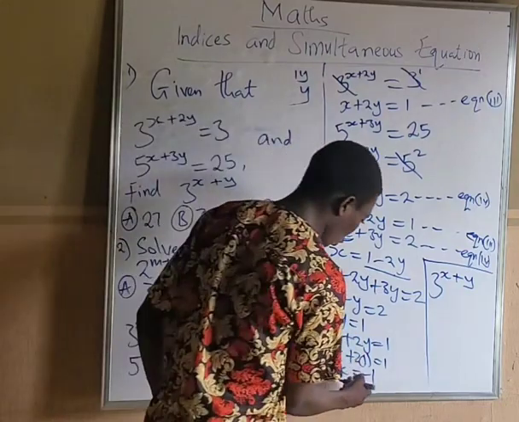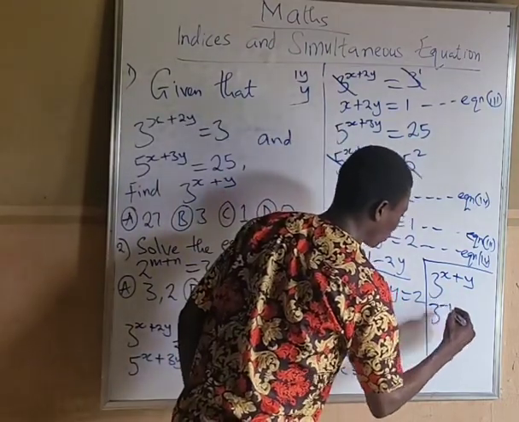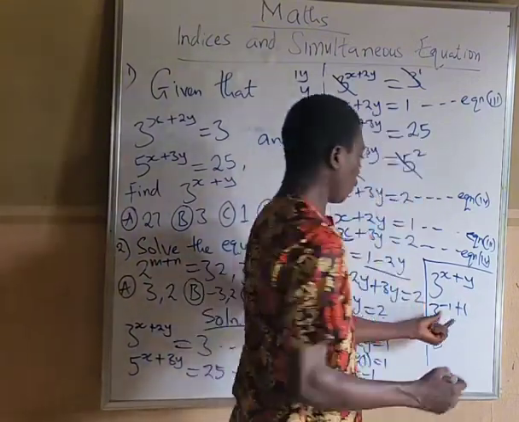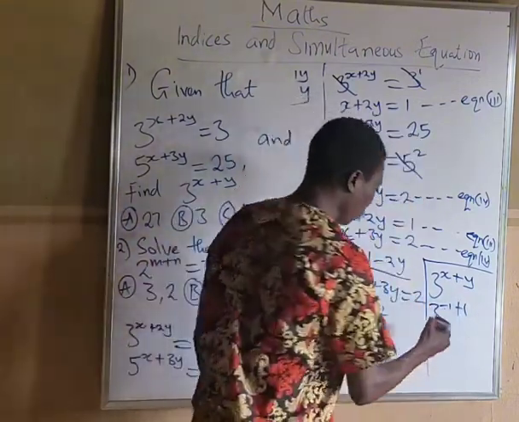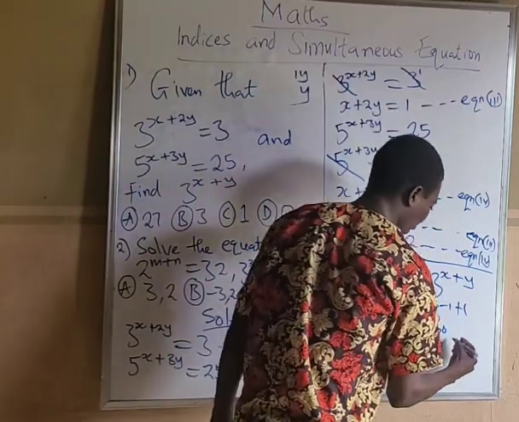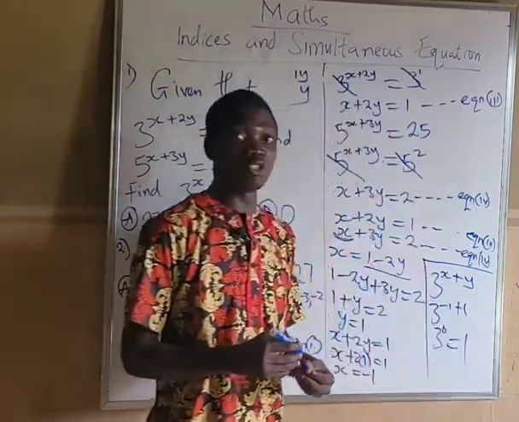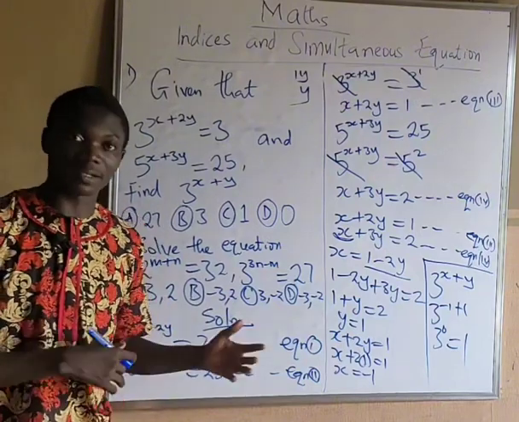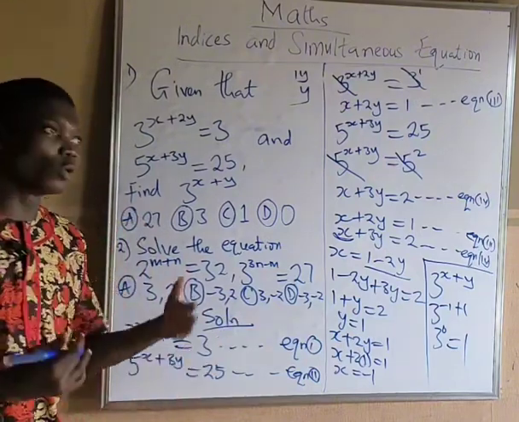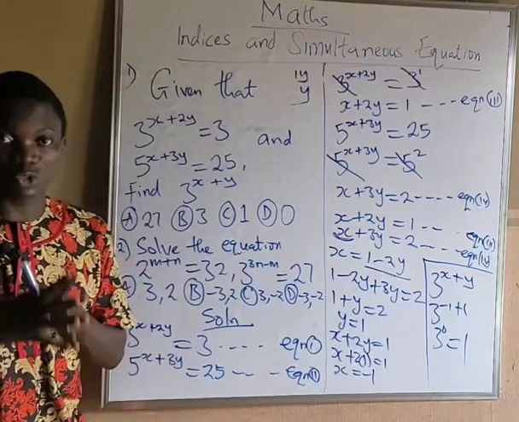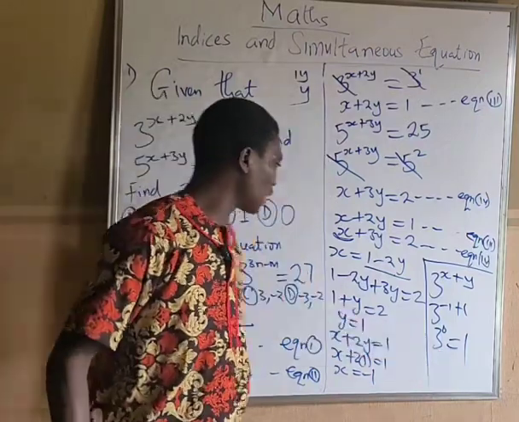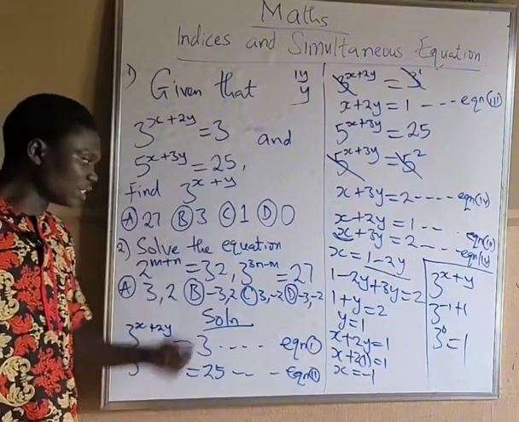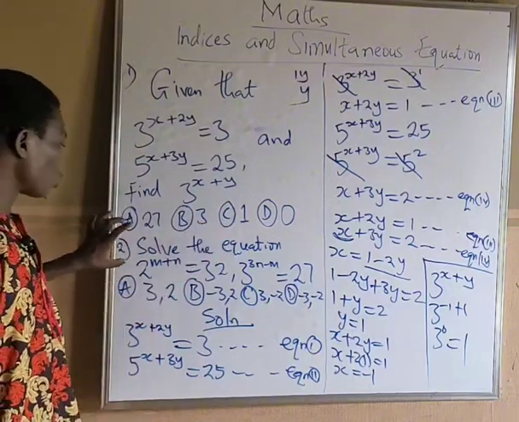Our x is equal to minus 1. So that will be 3 raised to the power of minus 1 plus, what is our y? 1. So 3 raised to the power of minus 1 plus 1 will give us what? Will give us 0. And 3 raised to the power 0 will give us what? 1. Why? Because any number raised to the power of 0 will give us 1. Even 3000 raised to the power 0 will give us 1. So the correct answer to that is 1, and that is option what? Option C.